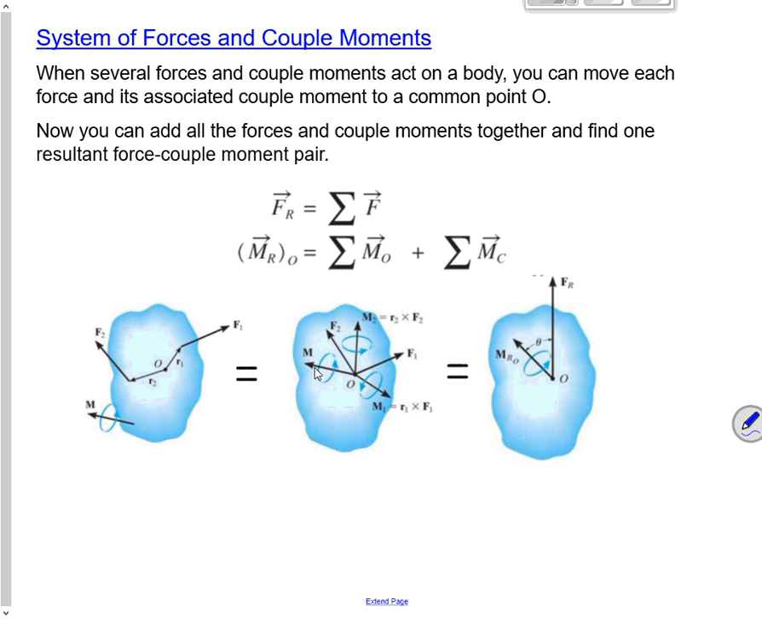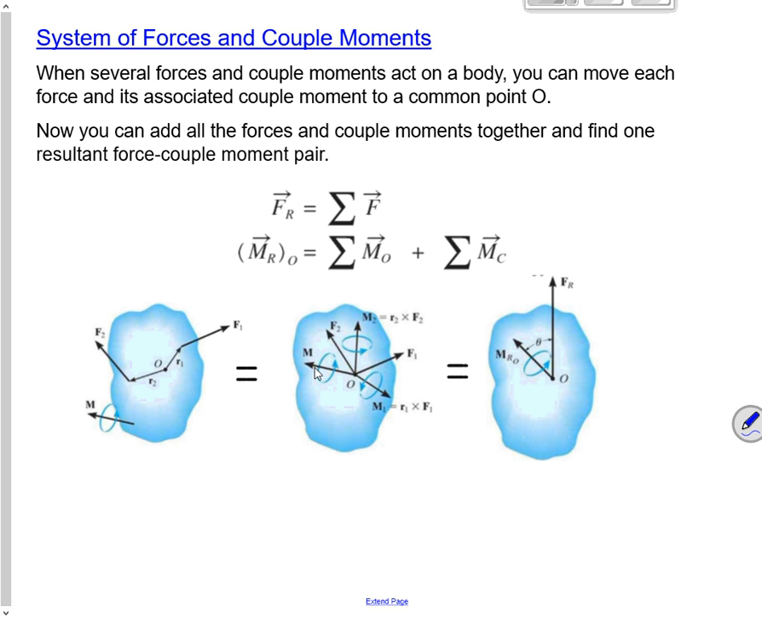All right, here's another picture. Just what you wanted, another picture. When I've got a whole bunch of forces and couple moments acting on a body, you can move each force and its associated couple moment to a common point O. So I've got all these forces in the left-hand picture. Just in this picture, it's only two forces. I calculate their moments about point O. When I do that, I can move those forces to point O.